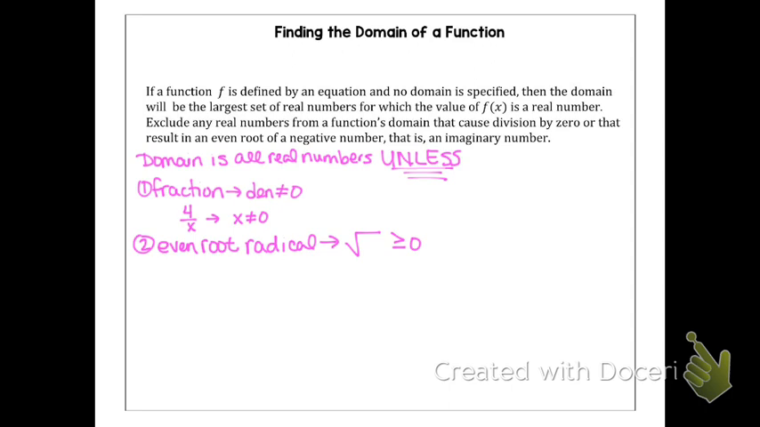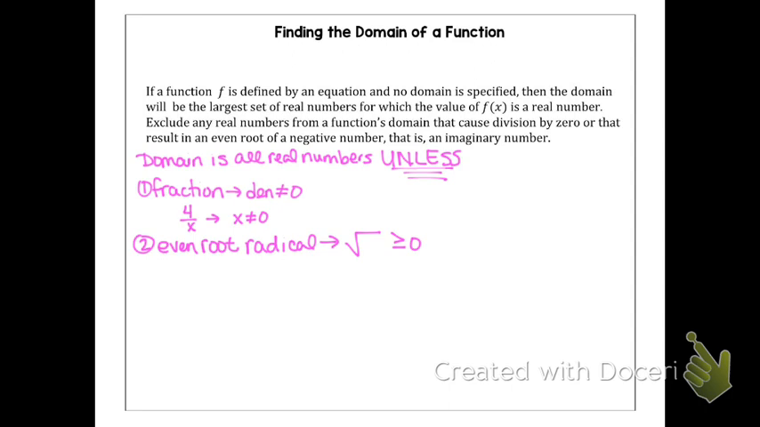Now, sometimes they combine them. If they combine them and your radical is on top of the fraction, then you just solve them individually. You would solve that the denominator can't equal 0. You would solve that the even root radical has to be greater than or equal to 0. And then you put those two things together to find what makes both of them true.